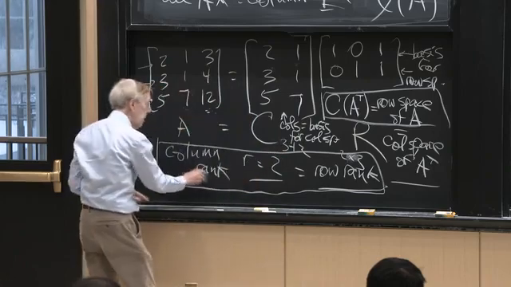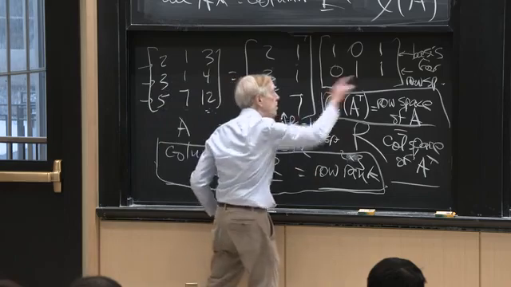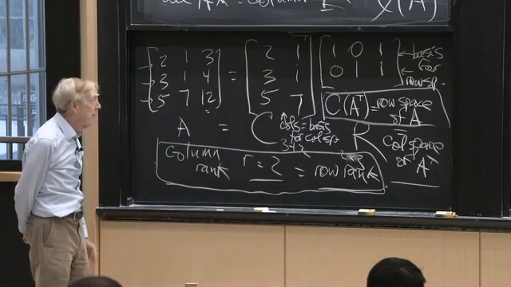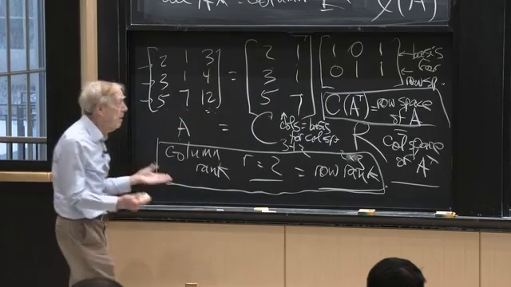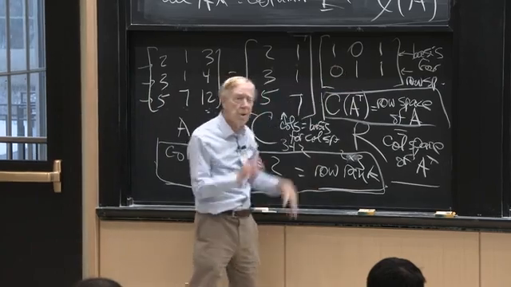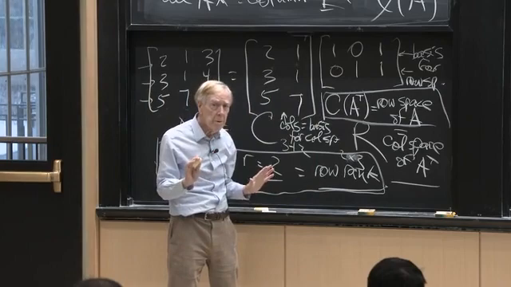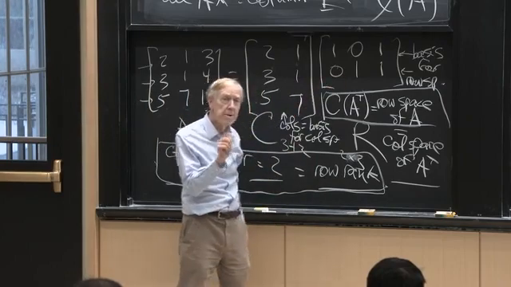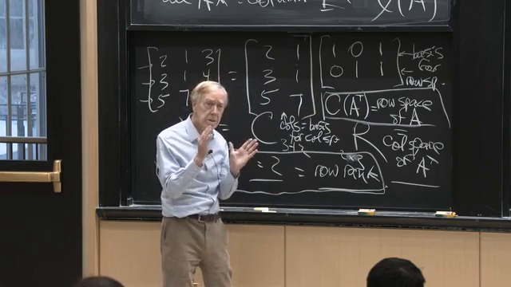Both of these will give 2. The column rank is 2 columns. The row rank is 2 rows. So I have to explain why I believe that these 2 rows are a basis for the row space. Right? Are you with me? I have to prove. I have to see why. First, when I say basis, what do I have to check? Basis is the critical idea.